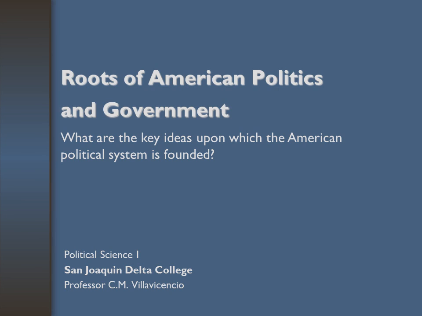So in this first lecture, entitled Roots of American Politics and Government, we're going to look at the key ideas upon which the American political system is founded. It's essentially, again, the question of political philosophy, as I mentioned before in the previous slide. What ought to be the characteristics of the perfect government? And as such, the main question in this lecture is the origins of government. Where did it come from?